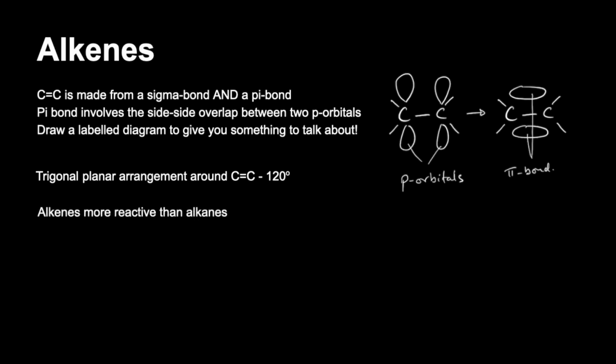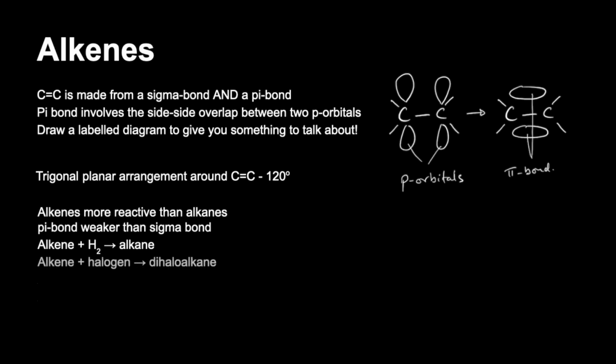Moving on to some reactions now. So in general terms, alkenes are more reactive than alkanes, and that's because the pi bond is weaker than the sigma bond. So reactions now: alkene with hydrogen makes an alkane, alkene with halogen makes a dihaloalkane, alkene with a hydrogen halide makes a haloalkane, alkene with steam makes an alcohol.